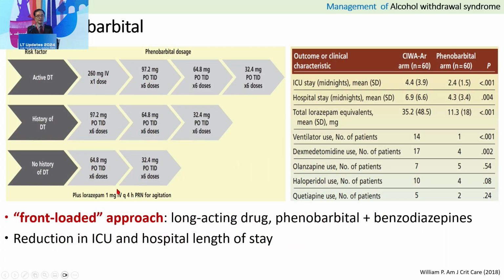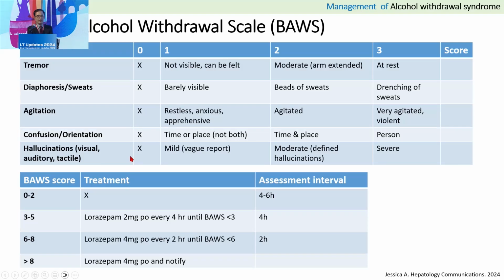A front-loaded approach using phenobarbital combined with benzodiazepines can significantly reduce ICU and hospital stays for patients with alcohol withdrawal syndrome. This strategy is particularly effective for those with or without a history of delirium tremens. When alcohol consumption is suddenly reduced or stopped, this imbalance leads to CNS hyperexcitation, causing withdrawal symptoms due to deficient GABA activity and excessive NMDA activity.